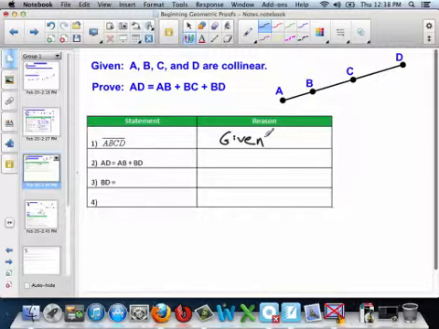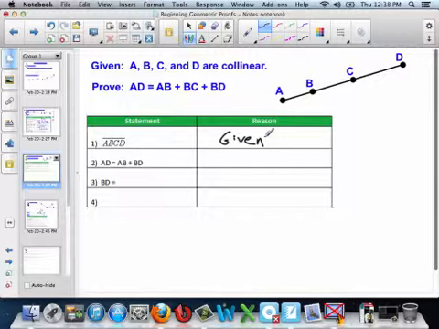Okay, so AD. Well, AD is AB plus BD. Why is that true? BD is BC plus CD. Well, we're not ready for that yet, but why is number 2 correct? Why is AD equal to AB plus BD? Casey? Because AD are the endpoints.